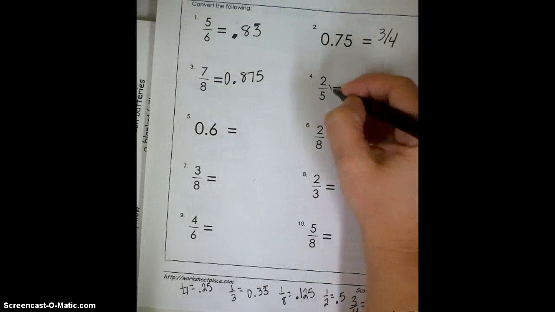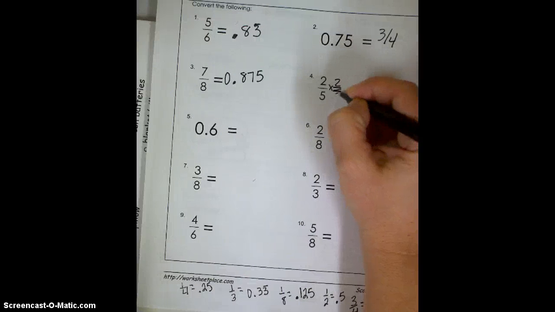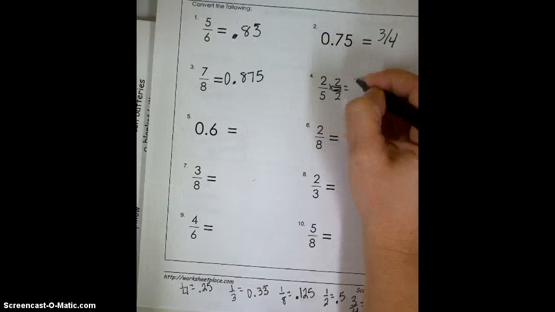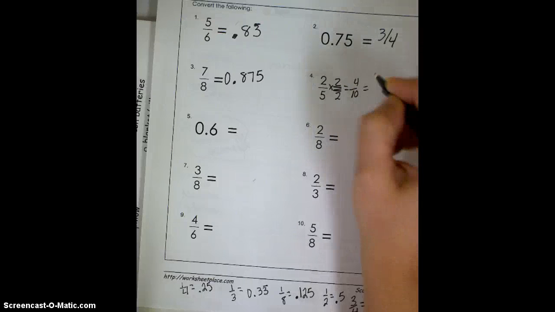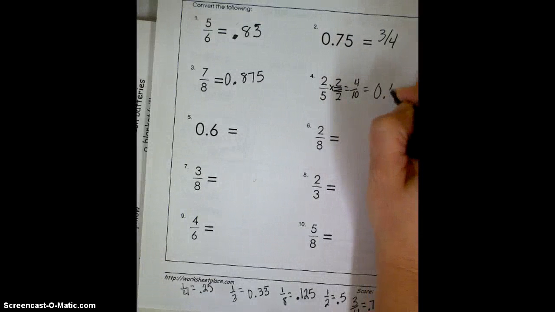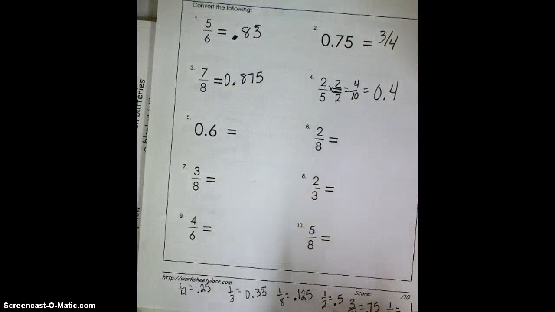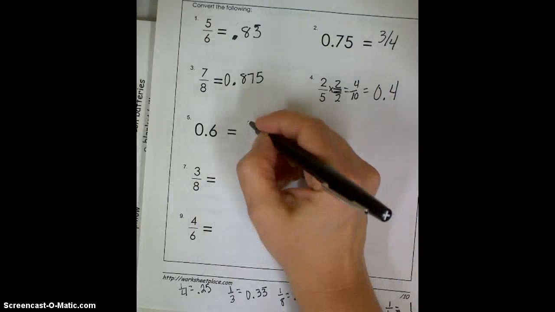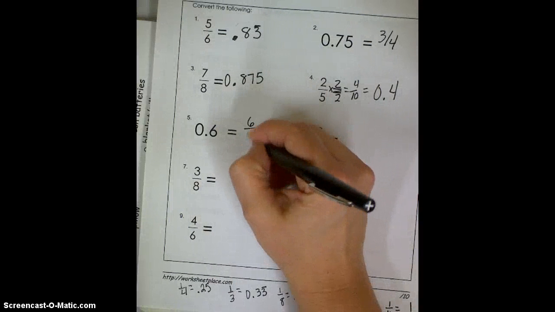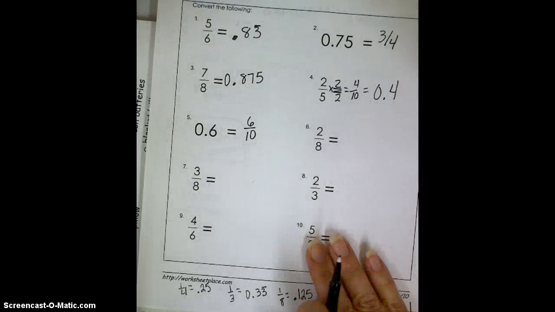2/5, this is the one where we needed to multiply it by 2 over 2, and then you get 4/10, and that one's pretty easy to change then to 0.4. 0.6 is the same as 6/10. That's how you would read it, as 6/10. We can write it that way.